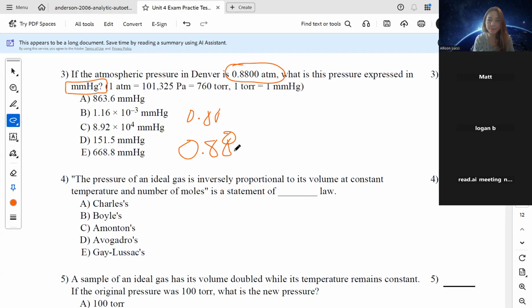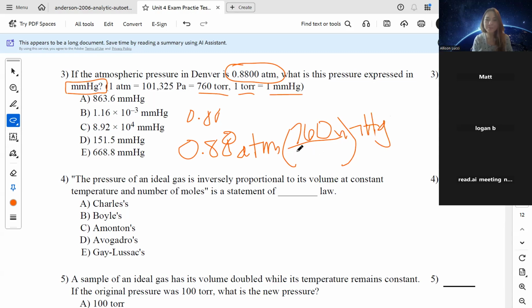0.088 atmospheres. And then we're going to multiply by 760 on top here because this is our conversion factor. 1 torr is 1 millimeter of mercury, so we know 760 torr is the same as, oh, those are supposed to be mmHg. If we set up our conversion like this, our atmospheres will cancel, and then we multiply our 0.88 by 760, and we'll get our value in our new unit, millimeters of mercury.